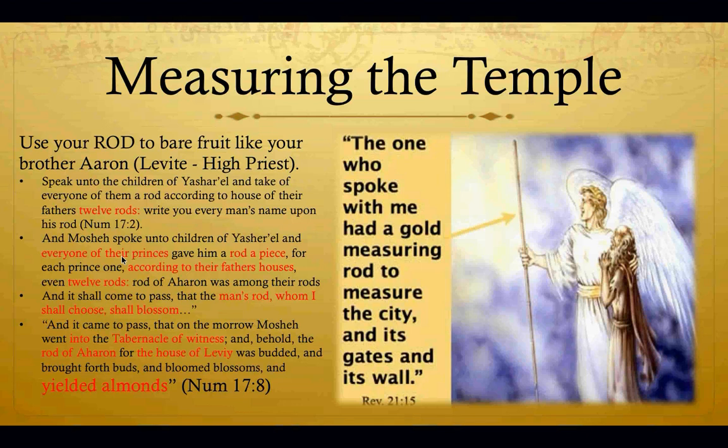And then it goes on and says, and it shall come to pass that the man's rod whom I shall choose shall blossom. And it came to pass that on the morrow Moshe went into the tabernacle of witnesses, and behold, the rod of Aaron for the house of Levi was budded and brought forth buds and bloomed blossoms and yielded almonds. So the rod of the priest brings forth fruit, right?